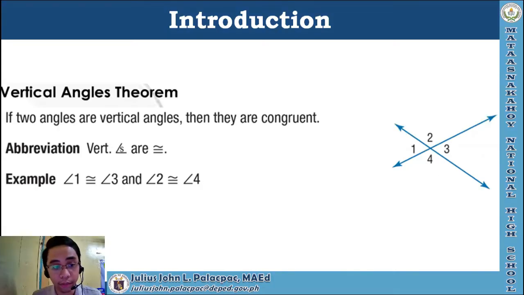Vertical angles theorem. If two angles are vertical angles, then they are congruent. So yung vertical angles, dalawang line na dinivide sa apat yung angles. Yung opposite ng angle 1, which is angle 3, ay equal. Yun ay vertical angles theorem. At yung opposite ng angle 2, which is angle 4, is also equal. So yung vertical angles are congruent.